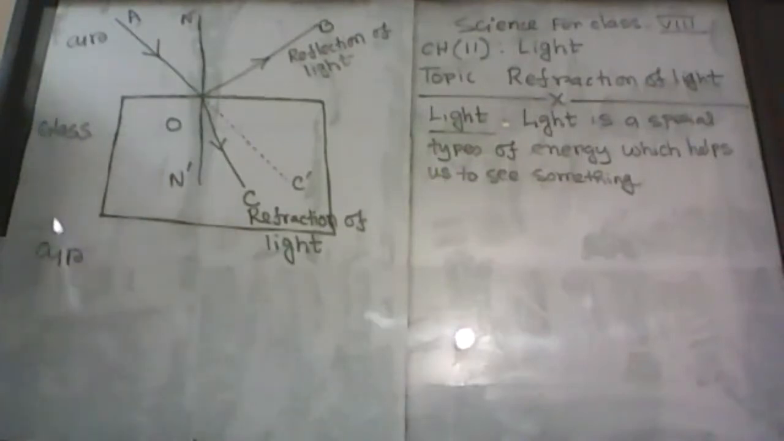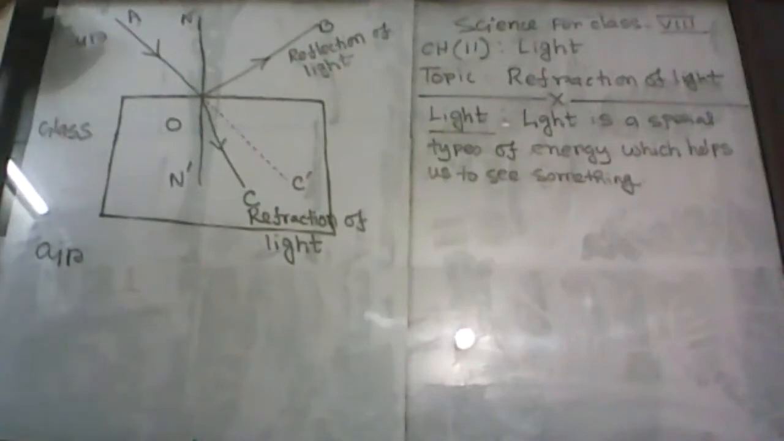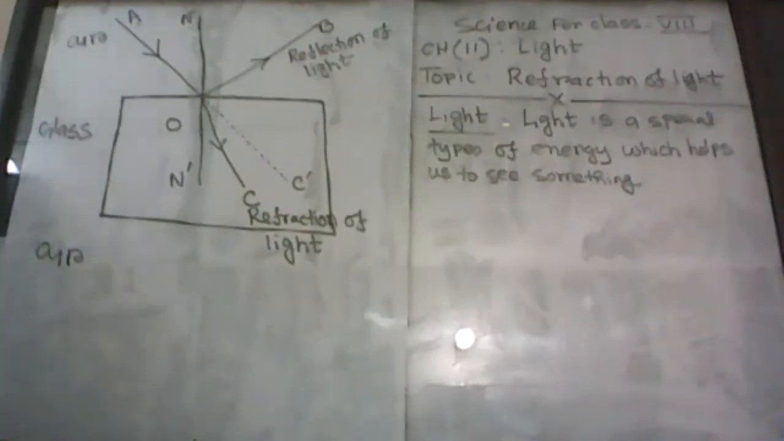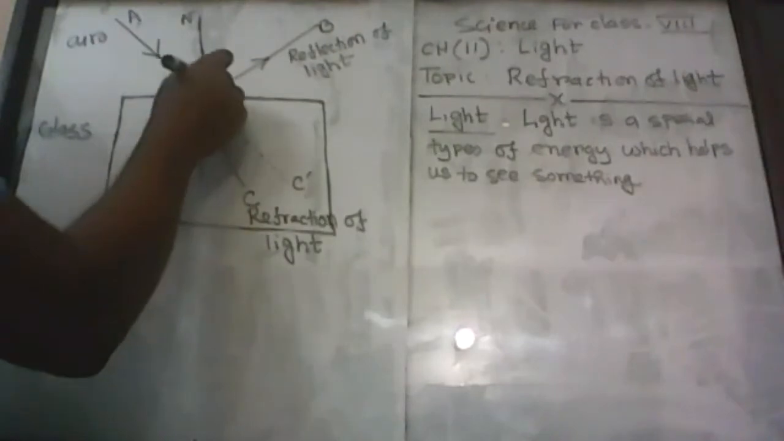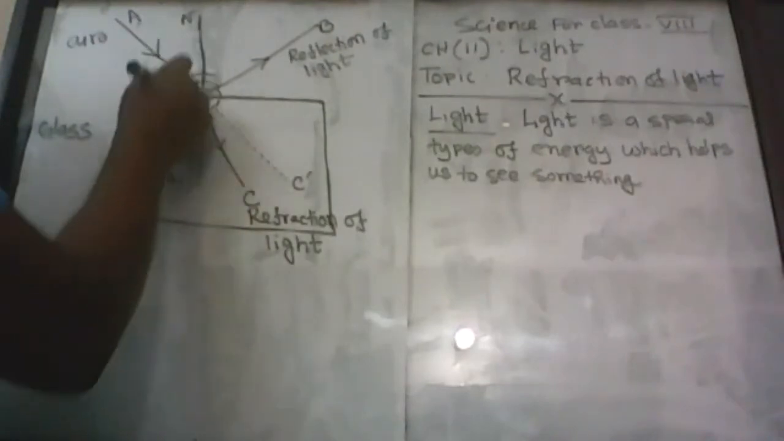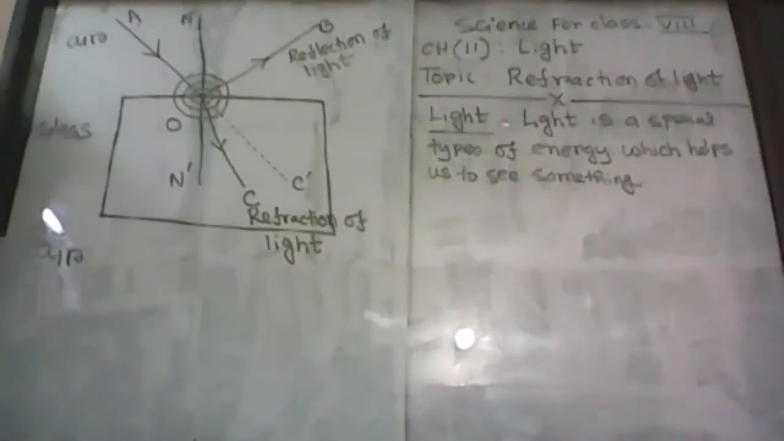Okay. So here you see that if a ray of light AO is incident at point O, then some part of this ray of light is reflected back to the first medium along OB. This is called reflection of light. Some part of the ray of light bends. This is called refraction of light. And also you see that some part of the light energy is absorbed by the interface. This is called absorption of light.